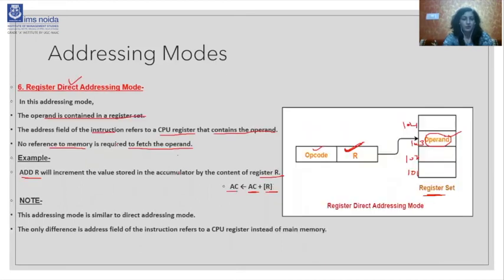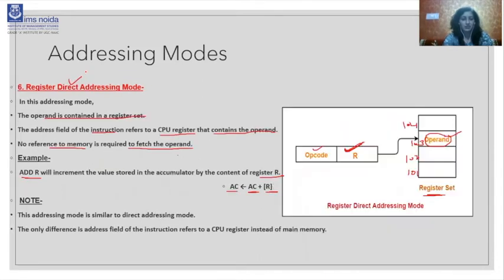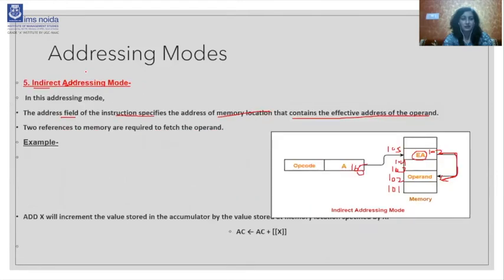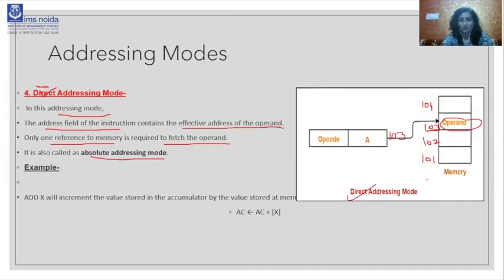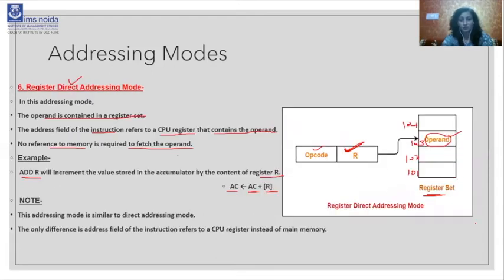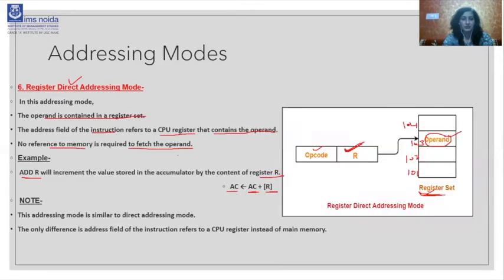The opposite of register direct is register indirect, right? Basically, if we compare direct, indirect, register direct and register indirect, as you can see here, direct addressing mode and register direct addressing mode have some similarity, right? Their working is the same, but in direct addressing mode there is a memory, and we have to search for the operand in memory. But in register direct addressing mode, you have to search for the operand in the register set. Clear?